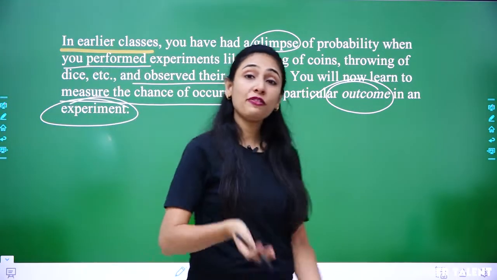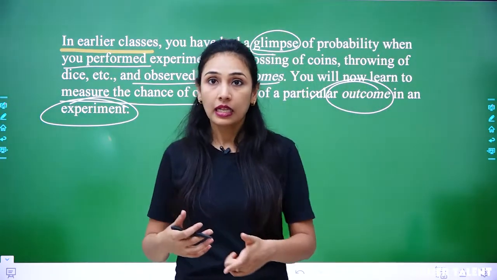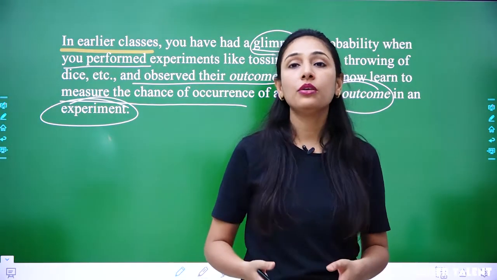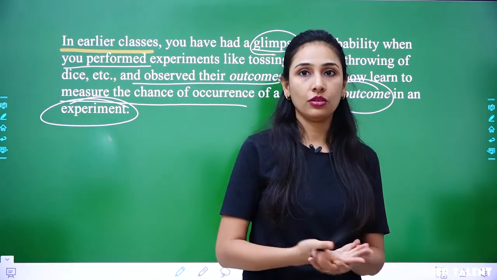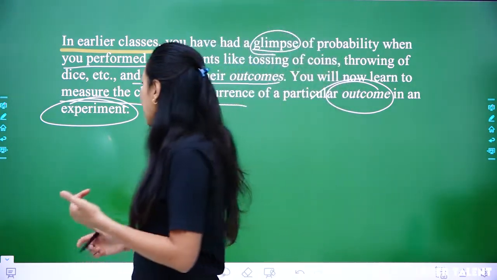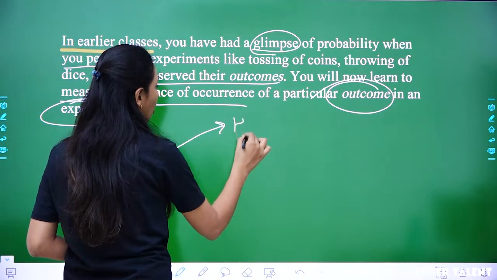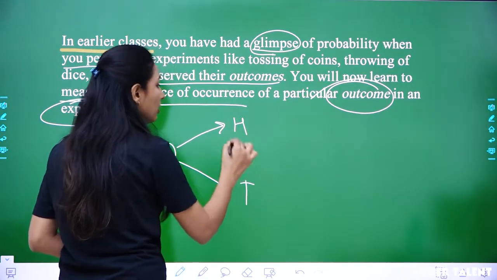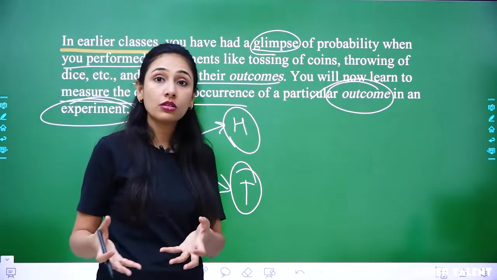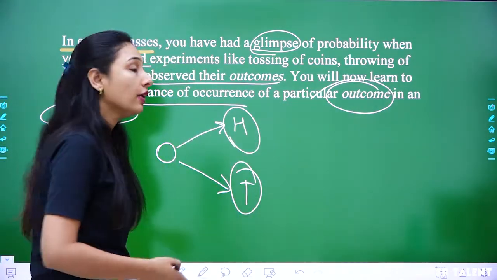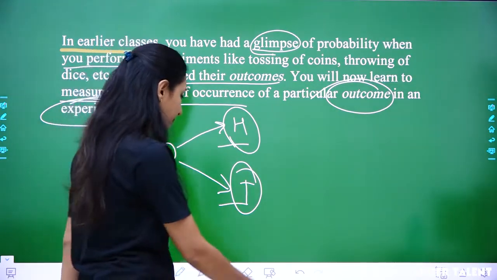What is an outcome? If I talk about tossing a coin, like you usually do with your friend or your sibling, the outcome of it can be two. It may be a head or it may be a tail. So these two are outcomes. How many outcomes will it have? Outcomes, what is coming out? A head or a tail. So this head is one outcome, and this tail is one outcome.